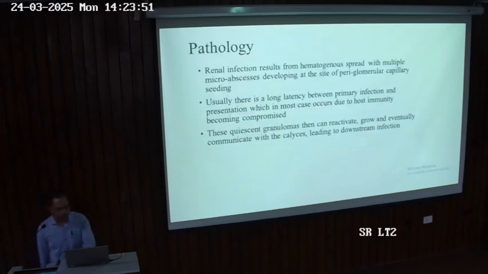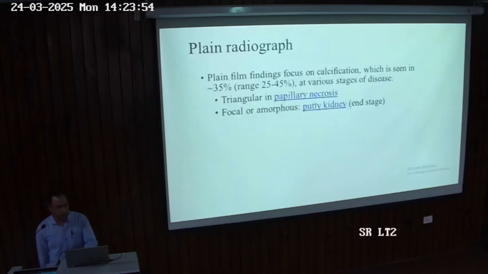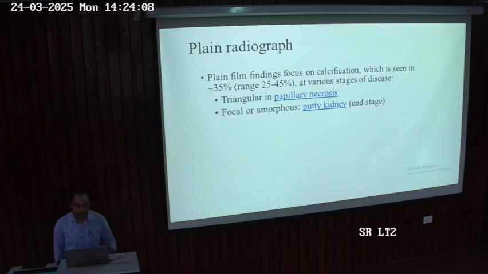So the pathology I already discussed. On plain radiograph, the finding is focal calcification. If the calcification is triangular, then it is usually seen in papillary necrosis in diabetic patient. If the calcification is focal and amorphous, amorphous means not a particular shape, this is seen in putty kidney, the end stage disease of renal tuberculosis. So your MCQ also: putty kidney is seen in renal tuberculosis.